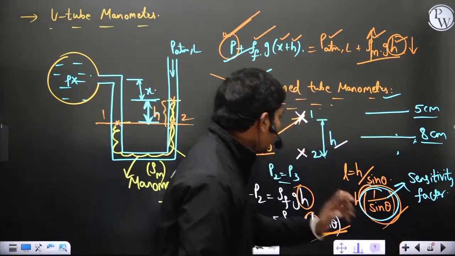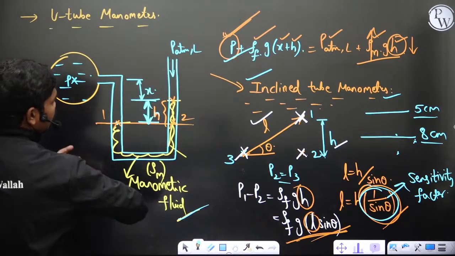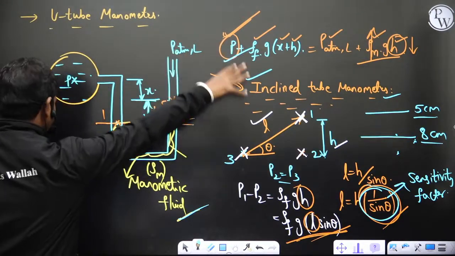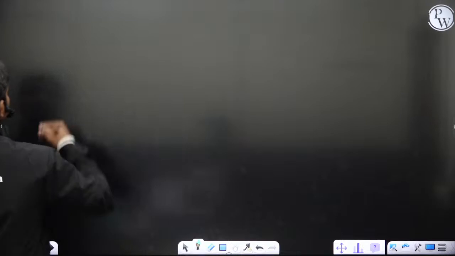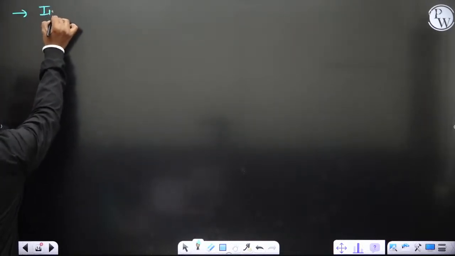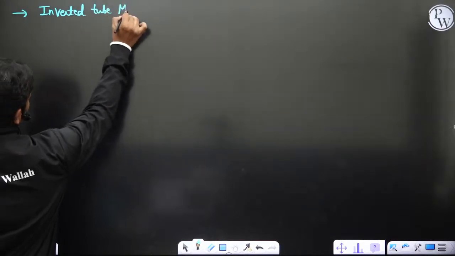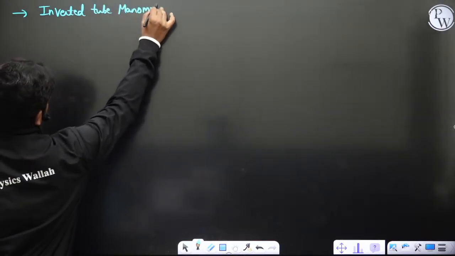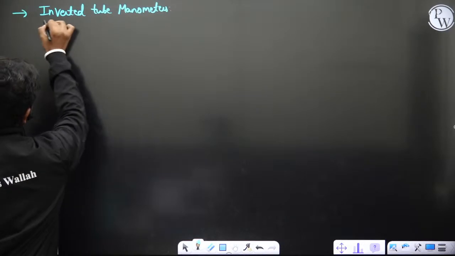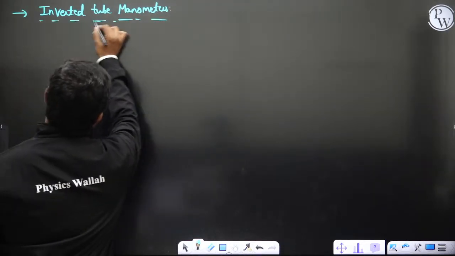Now let me go to one last case of differential tube manometers. Basically, instead of leaving this open, you connect it to some other pipe at some other location. Then inverted tube manometers. Inverted tube manometers. So what about these inverted tube manometers?